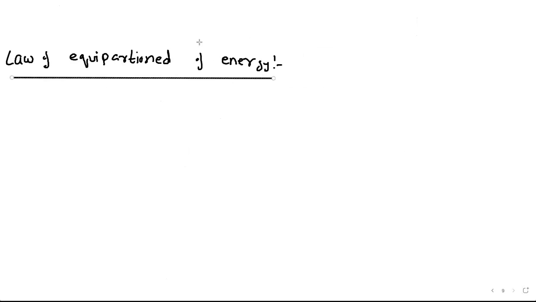The next is the law of equipartition of energy. This law actually we have derived in the last class. I just did not name it. We have derived that energy is 3 by 2 kBT. Yes, sir. That was the law of equipartition of energy basically.